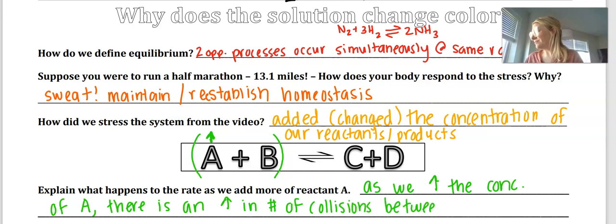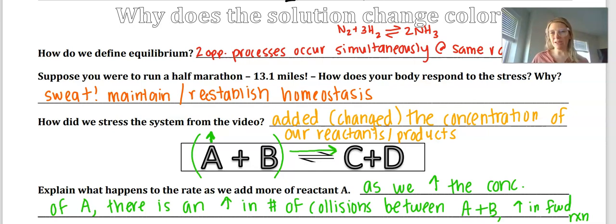So as we increase the concentration of A, there is an increase in the number of collisions between A and B, causing an increase in the forward reaction. Basically we have A and B colliding more frequently. It causes this momentary increase of that forward reaction rate.